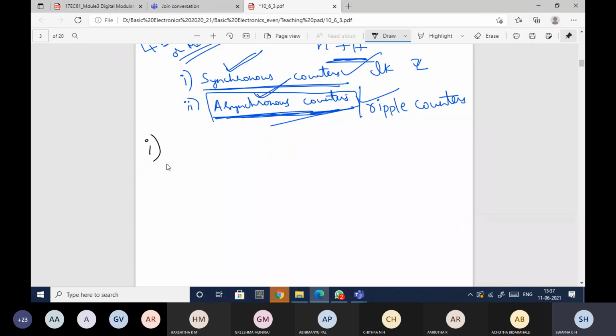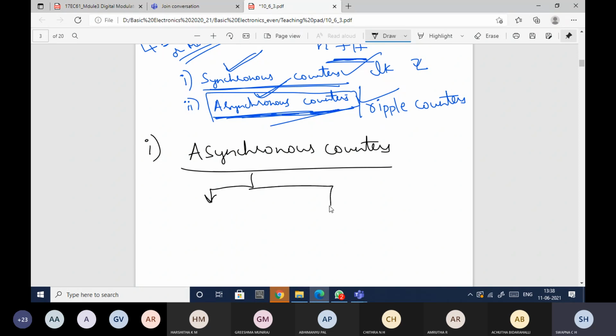Okay, so here first we'll go with the asynchronous counters. In the asynchronous counters, we have to design the asynchronous counter. For our syllabus we'll be studying two counters here: one is the mod 8 counter, and the other one is the mod 5 counter. How to get mod 5 we'll see. But first, the mod 8 counter.